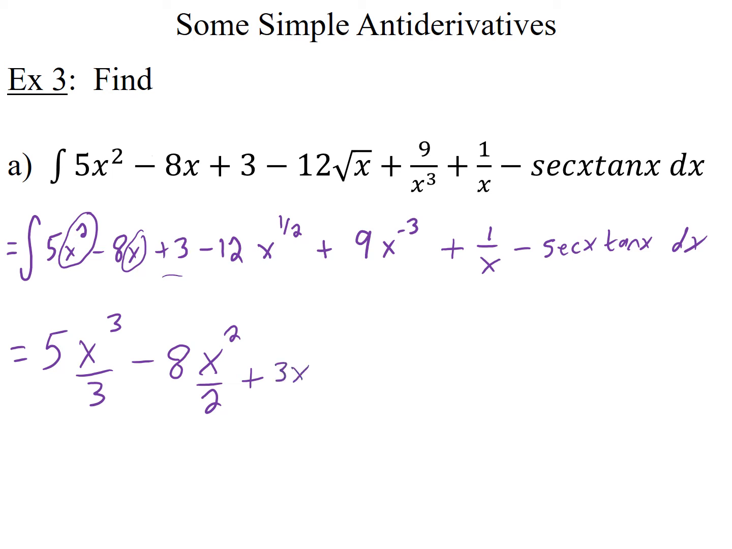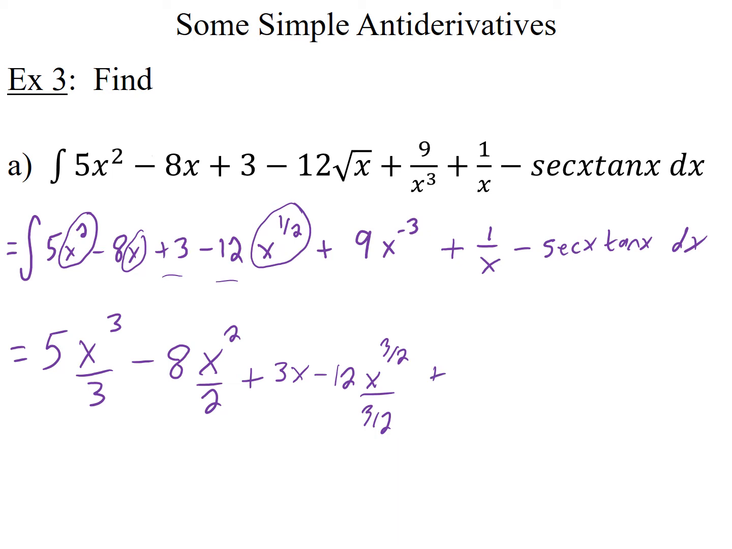Next term, minus. Again, number in the front. Copy it down. So you copy down the 12. And then antiderivative of x to the 1/2. Again, it's x to a power. The power is a number. You write down the x. You add 1 to the power. It becomes x to the 3/2. And you divide by the new power, 3/2.